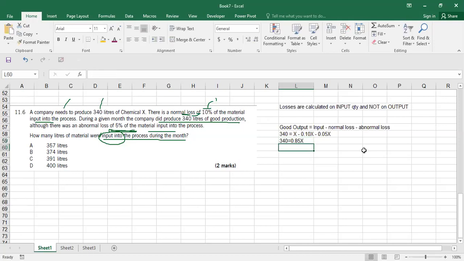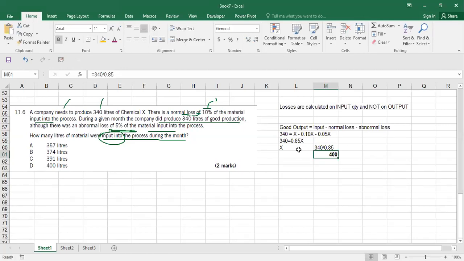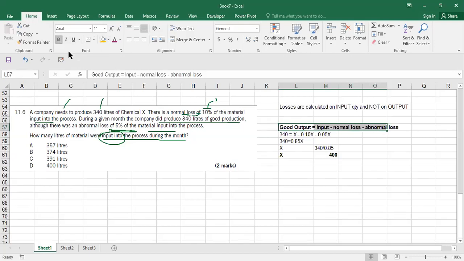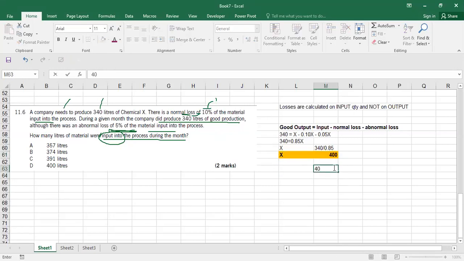And then I can say that X is equal to 340 divided by 0.85. And then you calculate it: 340 divided by 0.85. So 400 liters actually you have, your input material is 400 liters. Your answer should be option D. So this is very simple. Whenever you get such type of question, just consider this type of equation in your mind. Okay. So 400 liters was the input, 10%, which means 40, went into your normal loss, and then the remaining went into abnormal loss.